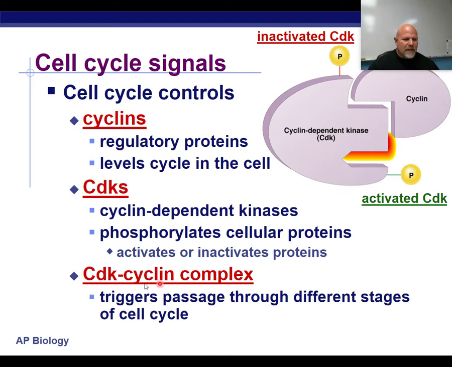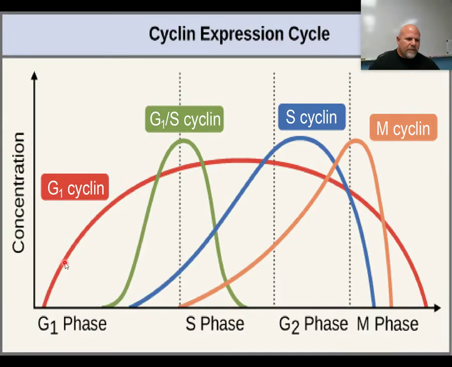These cyclin-dependent kinase, cyclin complexes are going to trigger the process to go from one stage of the cell cycle to the next. So basically when you're going from G1 to S, you get a big spike in a certain type of cyclin, which is going to push the cell into the S phase. And then you get another big spike of S cyclins during the S phase.